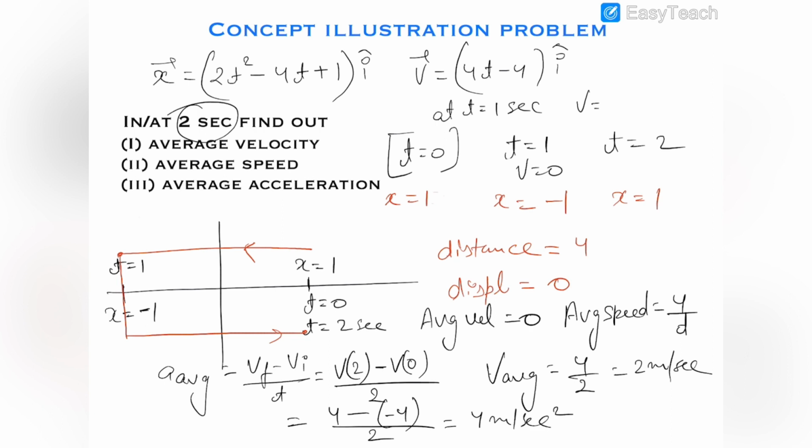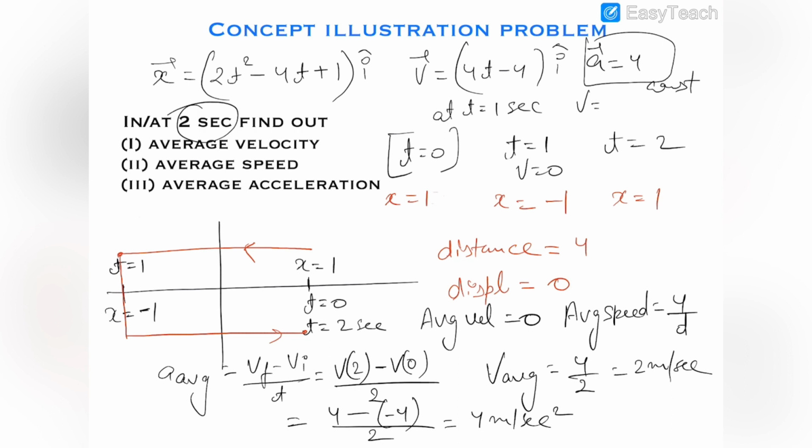Now you can also see that the acceleration which we get by differentiating this velocity equation is also 4, and this is constant. If acceleration is constant, then the average acceleration and the instantaneous acceleration are always the same. So instead of calculating the average acceleration from this formula, you can directly say that average acceleration would also be 4, because acceleration is constant.